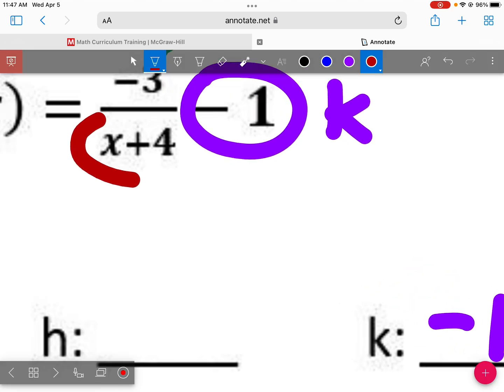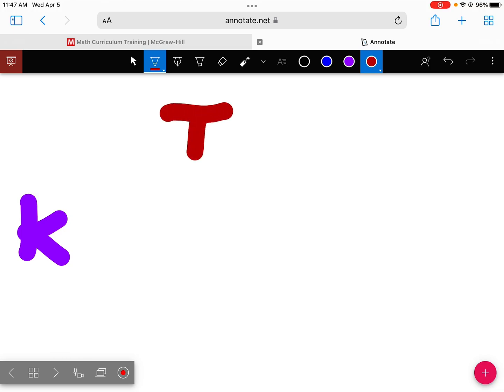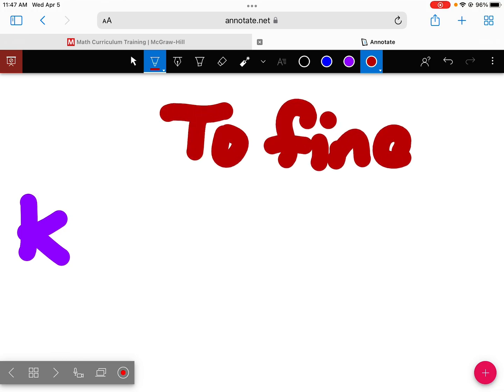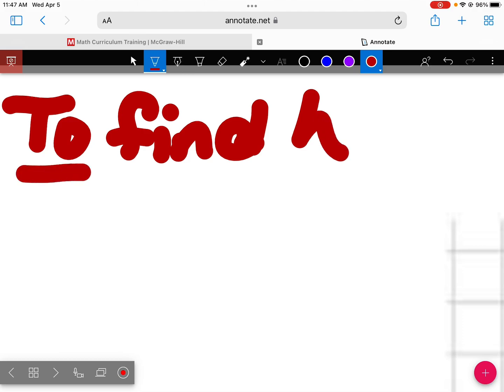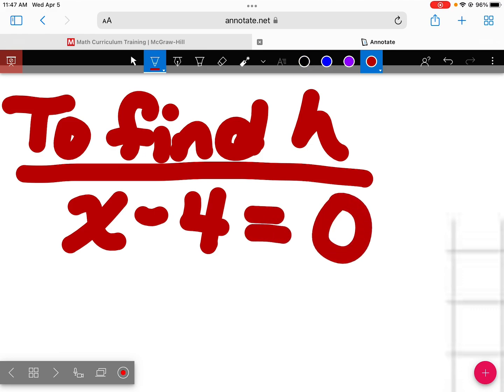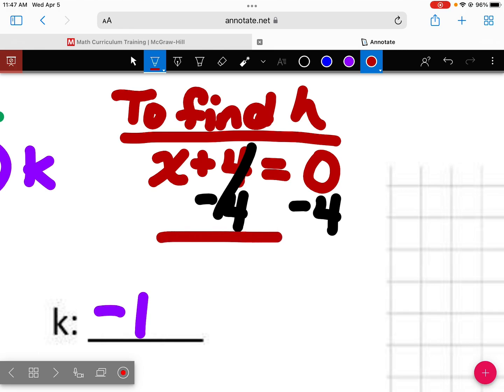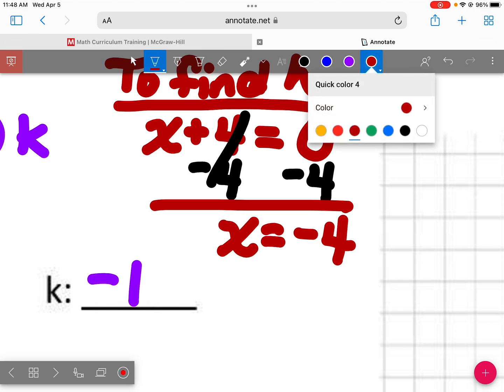Get X by itself. Take my denominator, set it equal to 0. So I have X minus 4 equal to 0. How do I get the X all by itself now? Sorry, X plus 4, my bad. Minus 4 on both sides. So X equals what? -4.